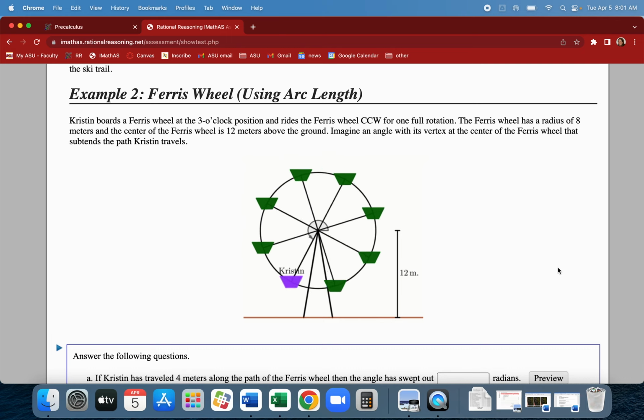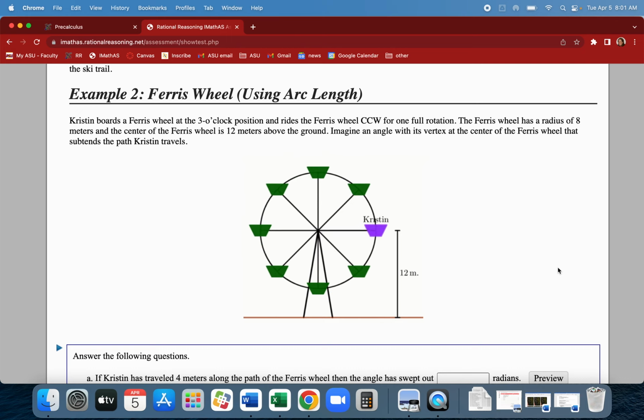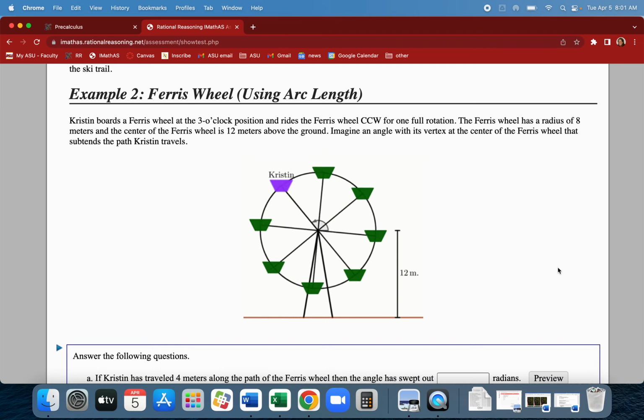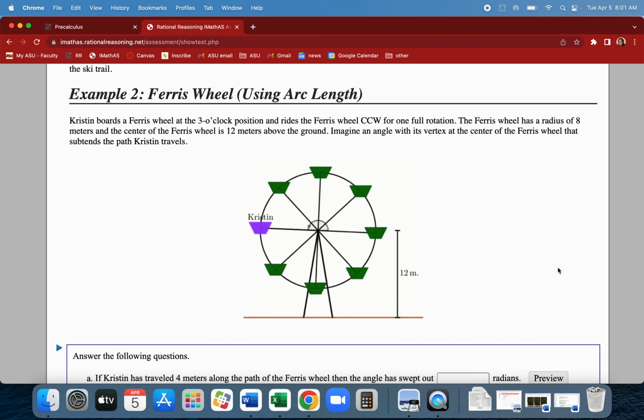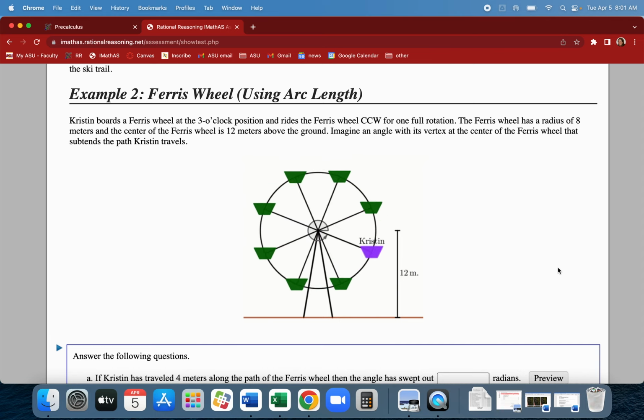Yeah, I see a couple of fours. Yeah, 4. So this is 8 meters here, and 12 meters all the way from the center down to the ground. So that's gonna be 4 meters above the ground there. So that's pretty high. There must be like steps going up to it. You're not jumping into this.